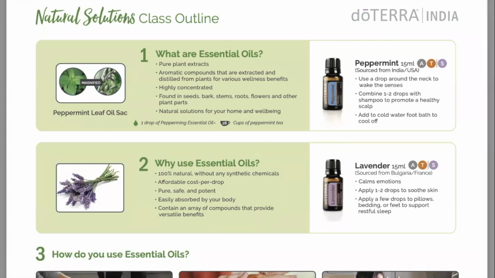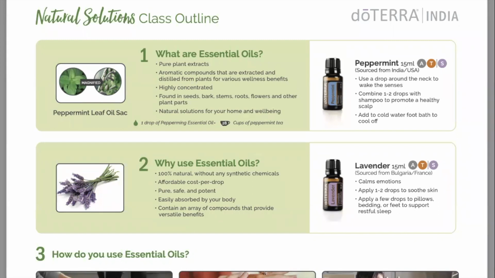So we're going to be using this natural solutions class outline, available through the Stack Team application. Using this handout, either printing it out or using it in any of the classes is very replicable. So the first thing that we're going to be talking about is: what are essential oils?